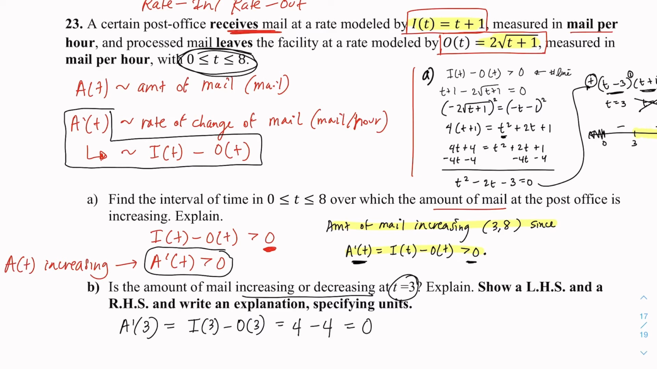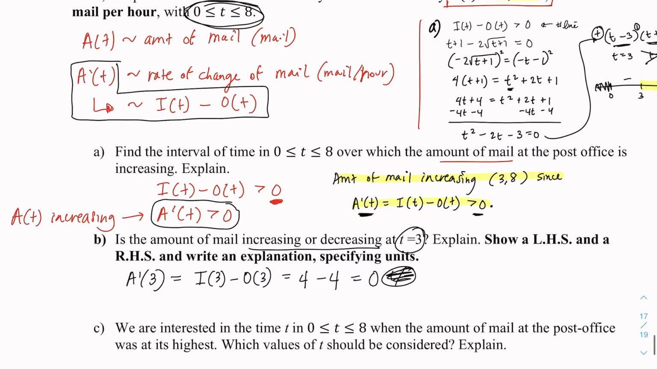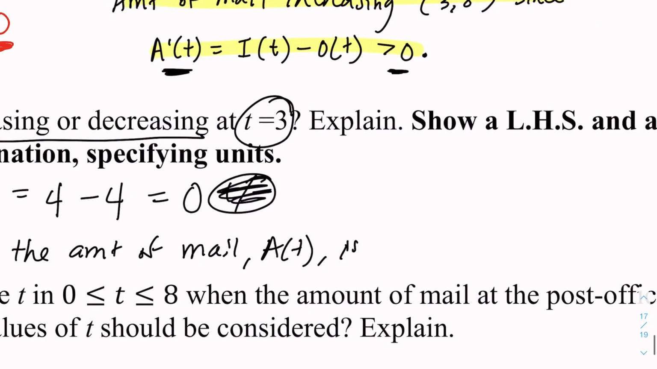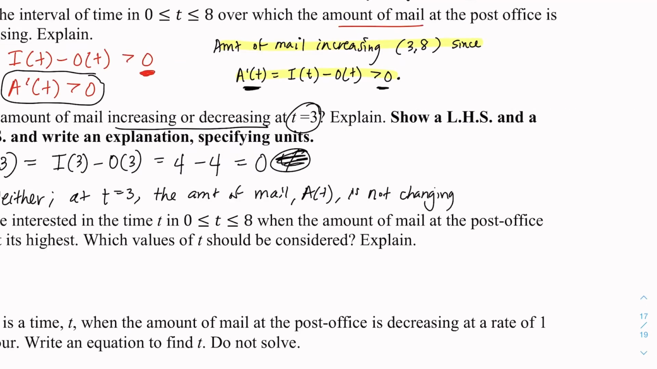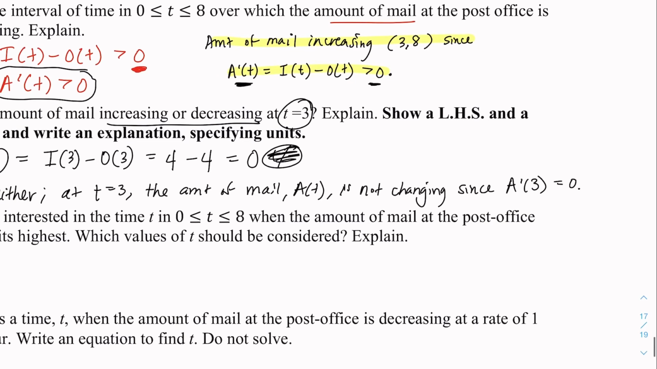Interesting. So at time 3, the amount of mail is not increasing or decreasing, since this doesn't have a sign. It is just constant. So our explanation is neither. At t equals 3, the amount of mail, A of t, is not changing, since A prime of 3, which is I of 3 minus O of 3, is equal to 0. Great.